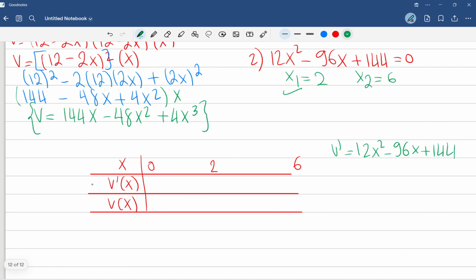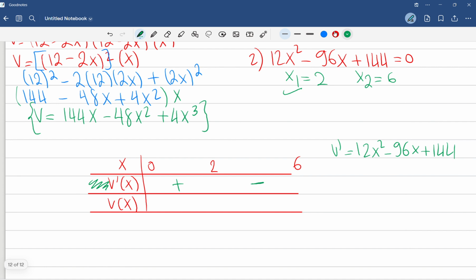So now for v prime, I'm going to be working with it in green. I'm going to be substituting in v prime. So let me choose a value in between 0 and 2. Let's say I choose 1. I substitute 1 into my equation, and I get a positive answer. And then let's take a number between 2 and 6. I substitute, for example, let's say 4 into my v prime, and I get a negative answer.